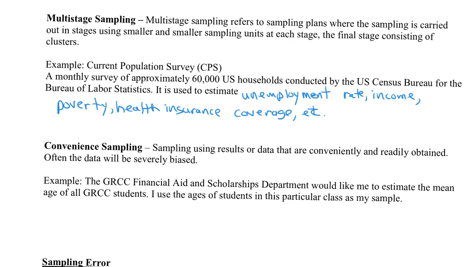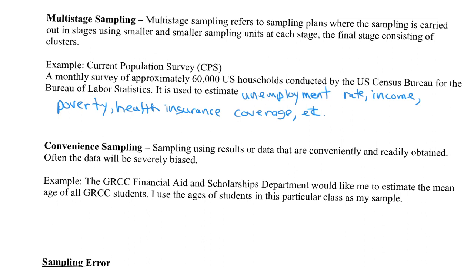The last sampling technique we're going to look at, we saved the worst for last, is convenience sampling, which is just how it sounds. Very convenient, very easy. This is sampling using results or data that are conveniently and readily obtained. Often the data will be severely biased. Now sometimes this is the only thing you can do, but most of the time it's better to not use convenience sampling.